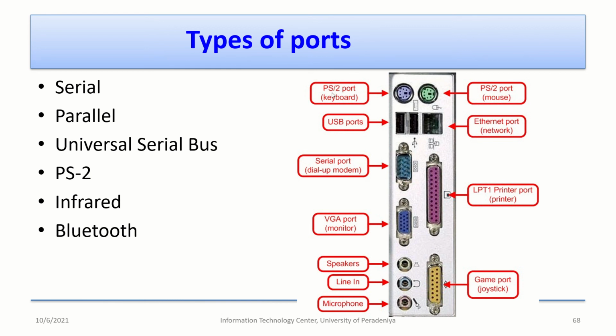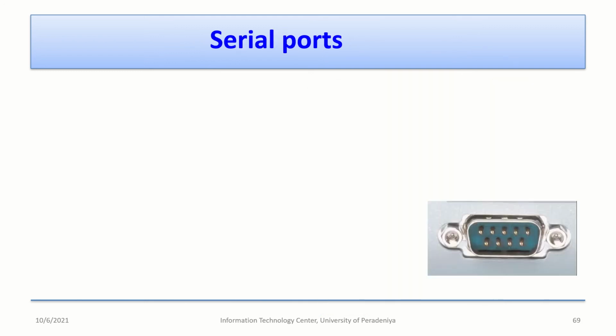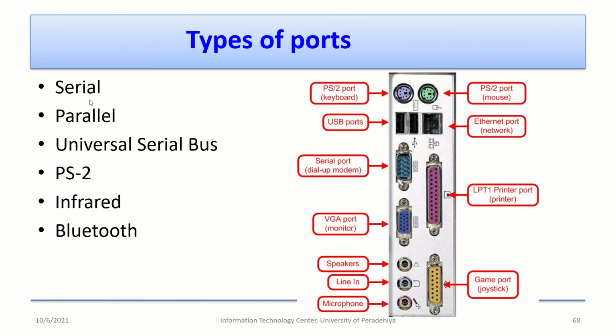This is the PS2 port for the keyboard, and this is the PS2 port for the mouse, and these are USB ports. This is the Ethernet port, this is the serial port, this is a VGA port, this is the printer port, and then these are game ports, and these are audio video ports: speaker, line in, and microphone ports. So we can categorize these ports into several categories.